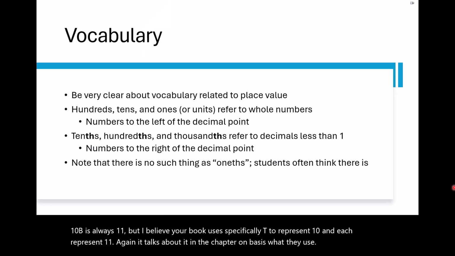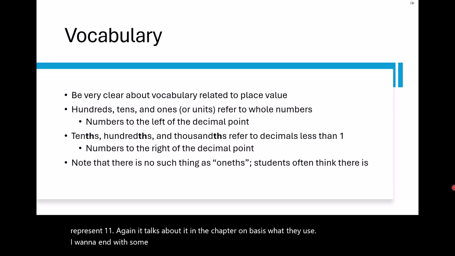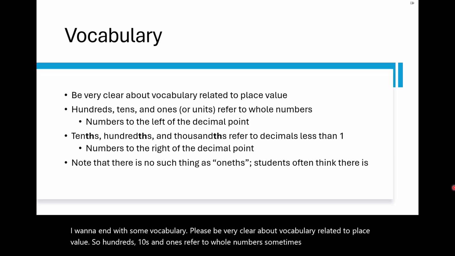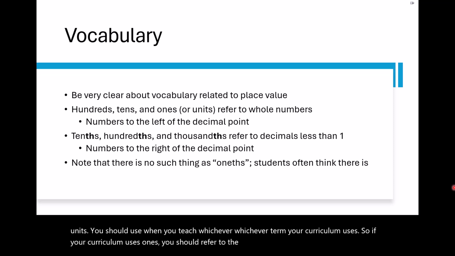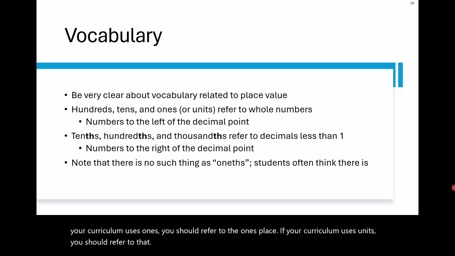I want to end with some vocabulary. Please be very clear about vocabulary related to place value. So hundreds, tens, and ones refer to whole numbers. Sometimes ones are referred to as units. You should use, when you teach, whichever term your curriculum uses. So if your curriculum uses ones, you should refer to the ones place. If your curriculum uses units, you should refer to the units place.